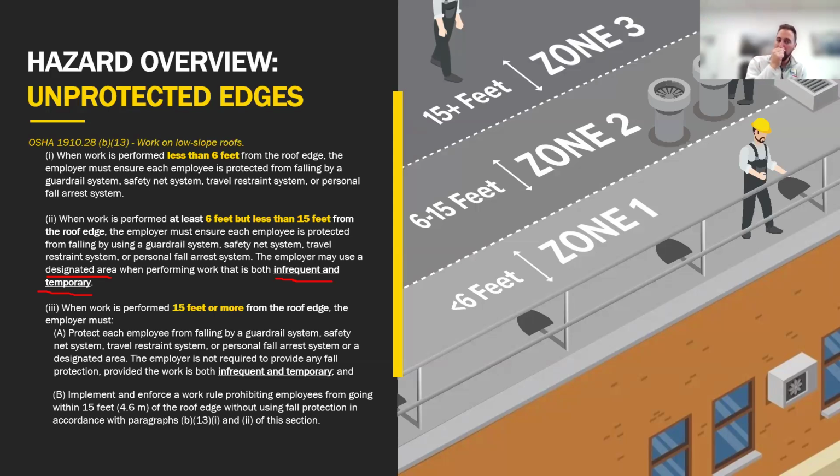Another option, guys, we have a warning line system at 15 feet. We have temporary anchor points inside the warning line. You tie off, you set up your anchor point across from wherever you need to go and do your work.